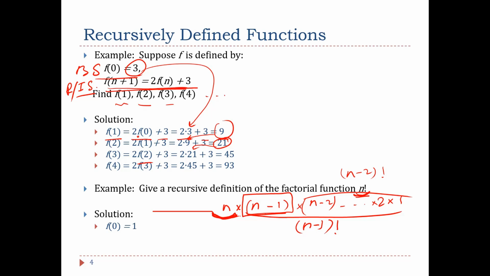So yeah, I think it's quite natural to define it in this way. Factorial of n is equal to n times the factorial of n minus 1. And you will see how we can reflect such recursive definitions using algorithms.